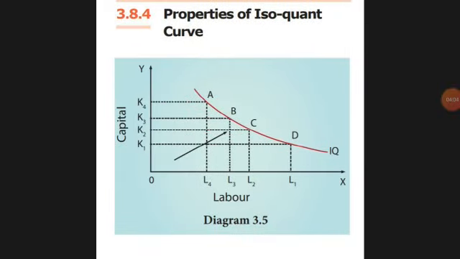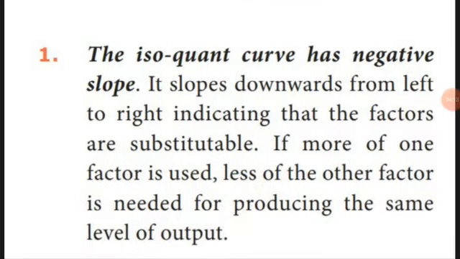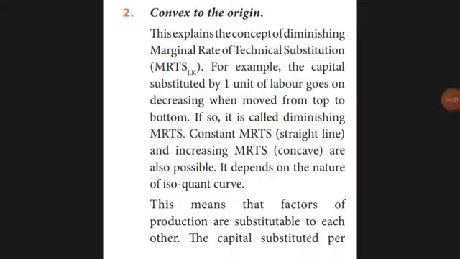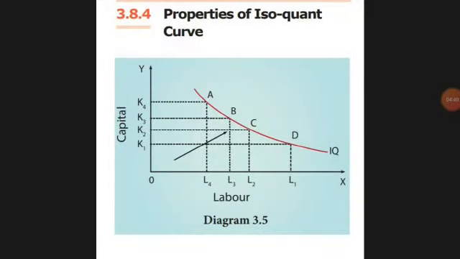The properties of the isoquant are given using this diagram. First, you can see the isoquant curve has a negative slope. That means the slope goes from left to right downward, and it shows that there should be substitution. If one factor is used more, the other factor is used less.